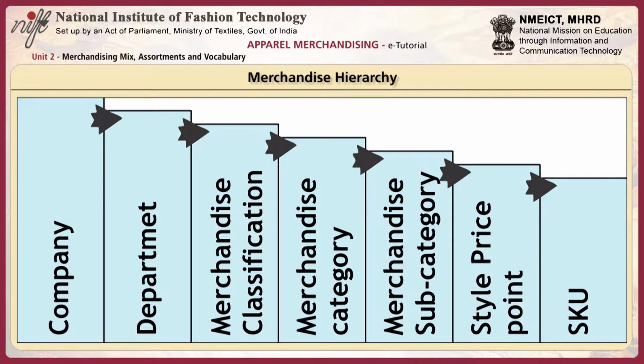This is the merchandise hierarchy. At the lowest end is the SKU. Next is the style price point. This is followed by merchandise subcategory, merchandise category, merchandise classification, then the department, and finally the company.